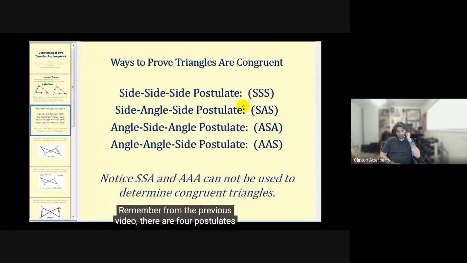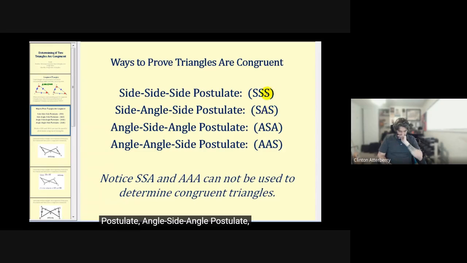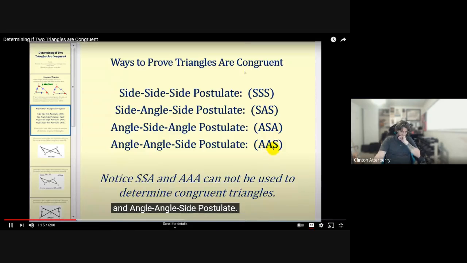Now remember from the previous video, there are four postulates that can be used to verify two triangles congruent. We have the side-side-side postulate, side-angle-side postulate, angle-side-angle postulate, and angle-angle-side postulate.